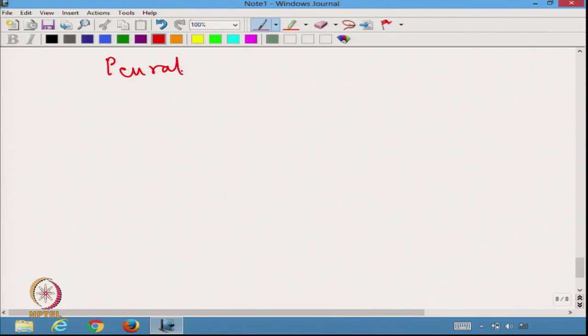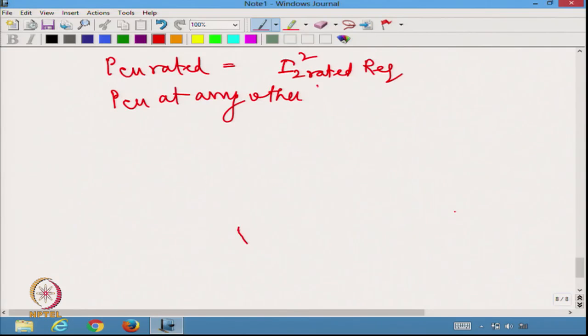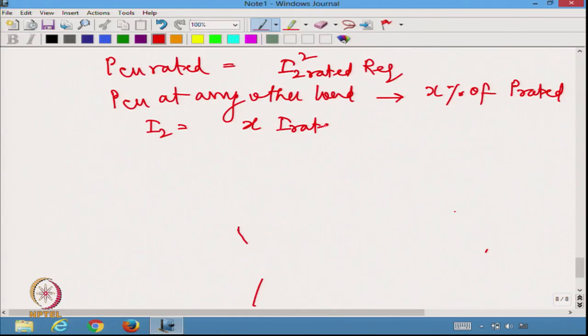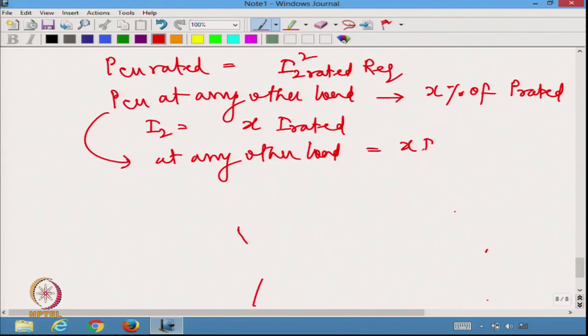Let me understand this situation clearly. P copper rated will be equal to I2 rated whole square multiplied by R equivalent. P copper at any other load, which is maybe X percentage of rated, then the current will be equal to X times I rated. So, I can write P_CU at any other load will be X I rated whole square into R equivalent, which will be X square into P_CU rated.